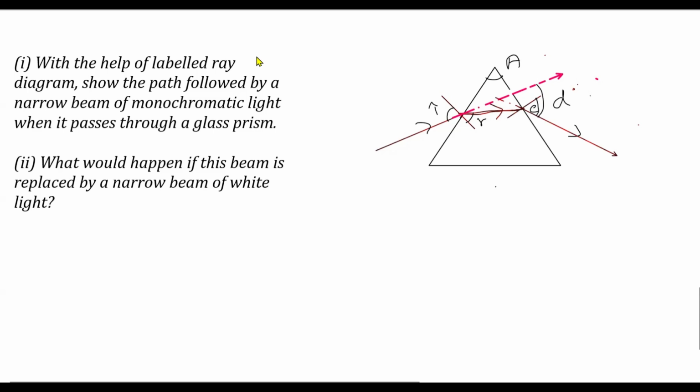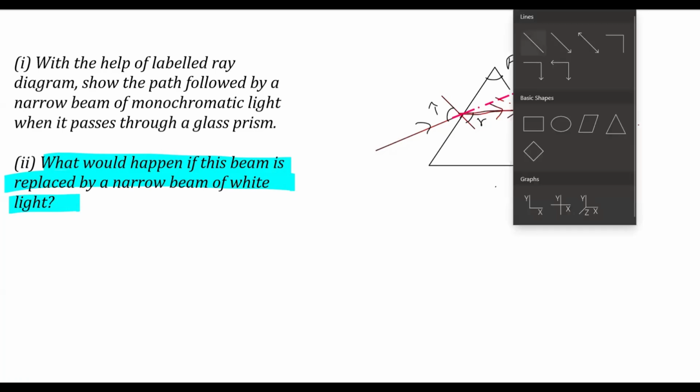Now, if I read further, it says what would happen if the beam of light is replaced. Sorry, here this beam is replaced by a narrow beam of white light. Well, in that case, you have to show dispersion taking place, right? That means splitting of light into its component colors. So you'll be making multiple emergent rays like this. Not multiple, 7 of them, right? 7 of them like this.